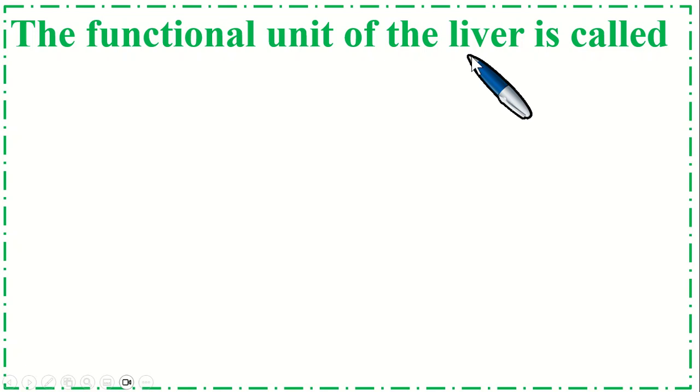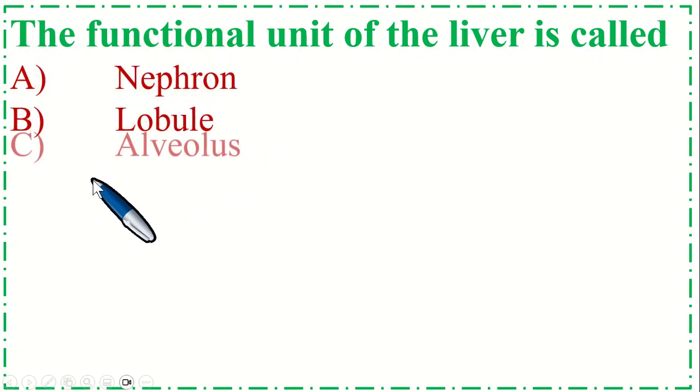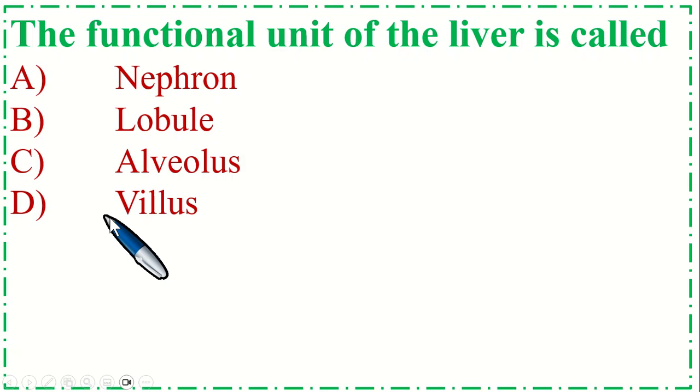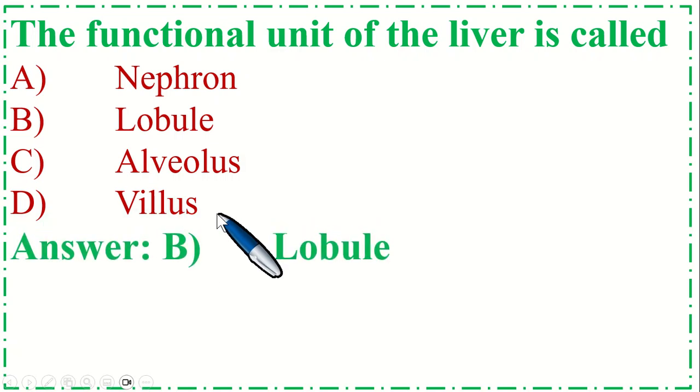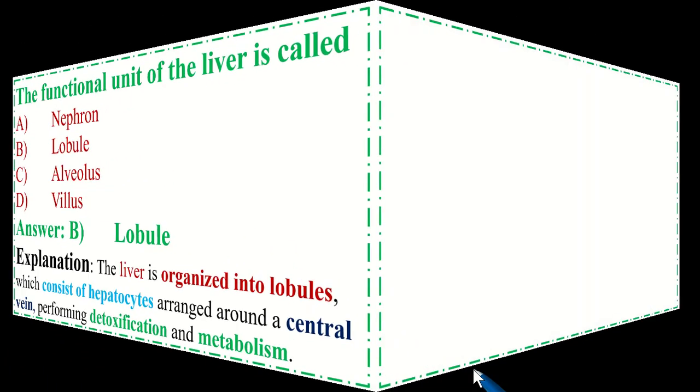The functional unit of the liver is called: option A, nephron; B, lobule; C, alveolus; and option D, villus. So the correct option is B, lobule. Explanation: the liver is organized into lobules, which consist of hepatocytes arranged around a central vein, performing detoxification and metabolism.